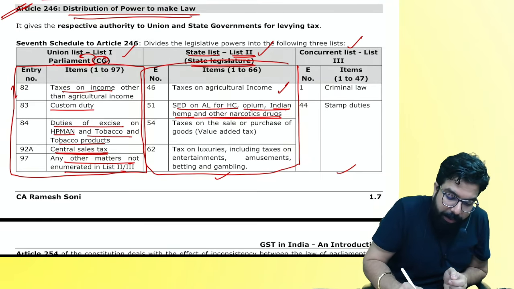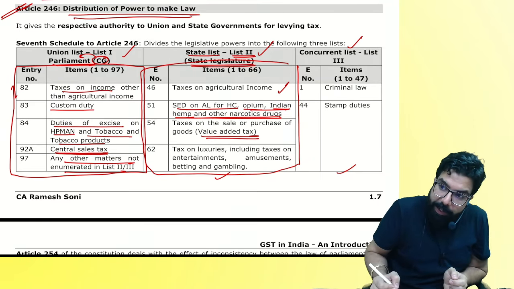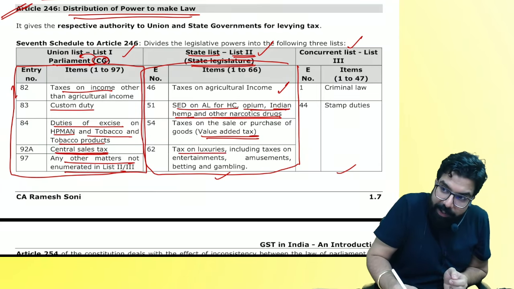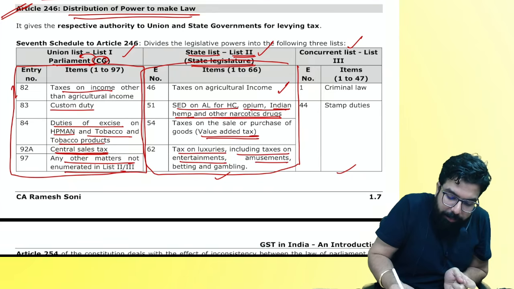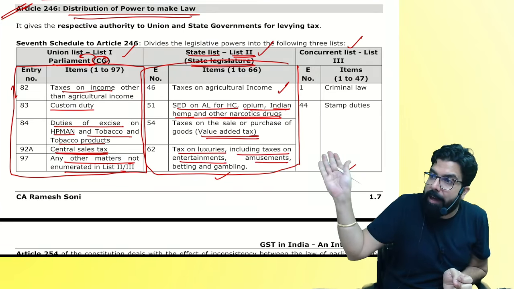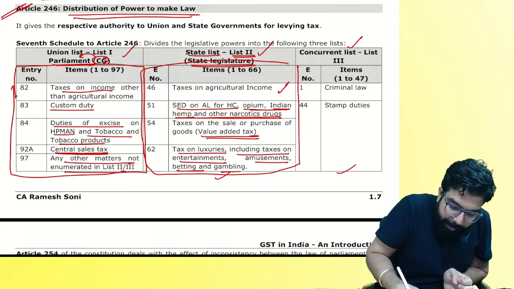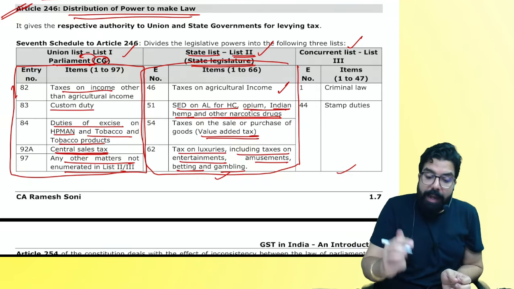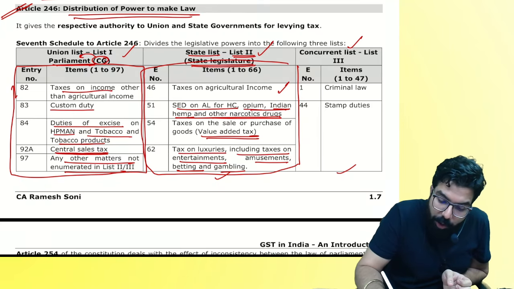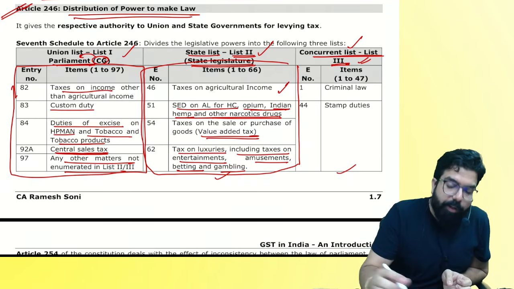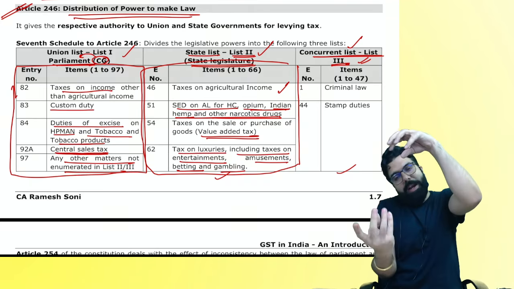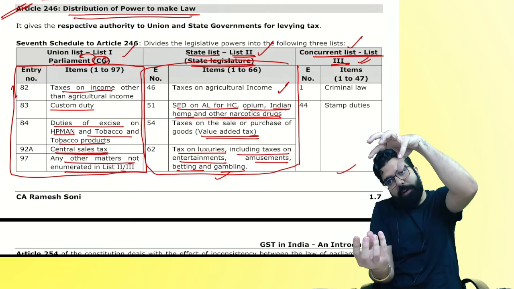State government. VAT, who makes the law? State government. Luxuries, luxury tax, who makes the law? State government. Including taxes on entertainment, amusement parks, etc. Betting, gambling, who will make the law? State government. Any other matter on which both governments want to make the law together will be there in the Concurrent List. So tell me one thing, everyone, first of all, to collect a tax, what should be there?